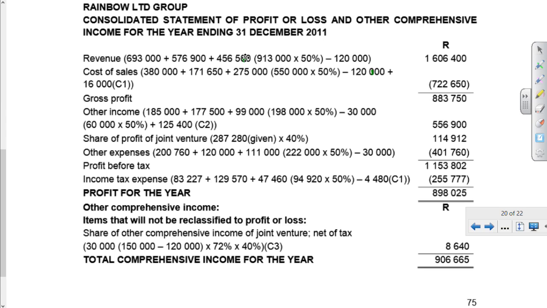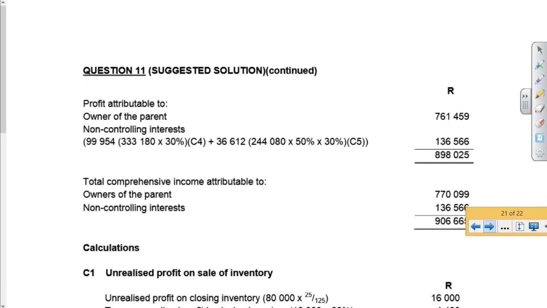Share of profits of joint venture. They even gave you the profit. All you have to do was times it by the percentage. Other expenses, parent, sub, 50% of joint op. There's the 30-year adjustment as well. Then the tax is just the adjustments for the things we put at the top. OCI. There's some OCI. The joint venture has some OCI. Again, just our share, 40%. I mean, 27 marks for that. And then we split it, owner, parent, owner, parent.